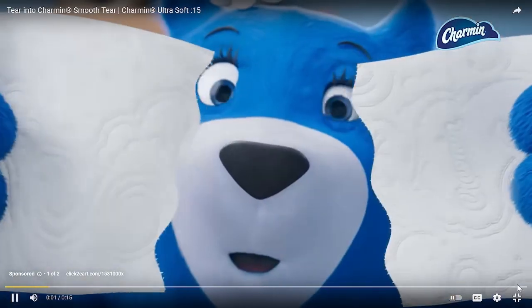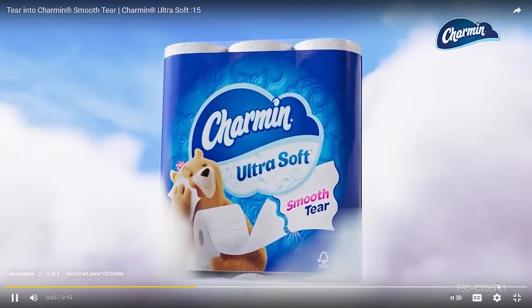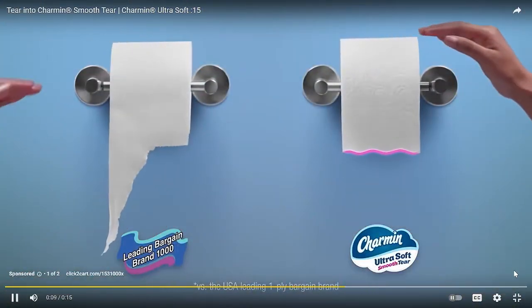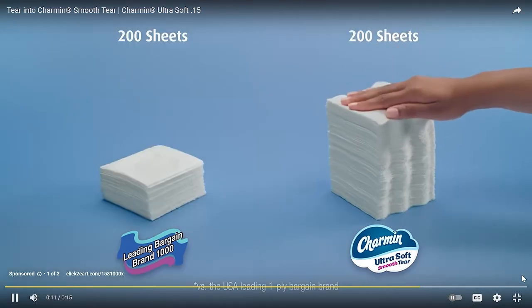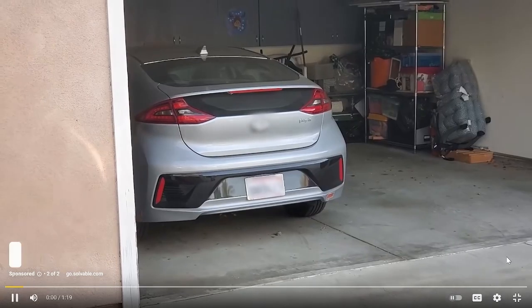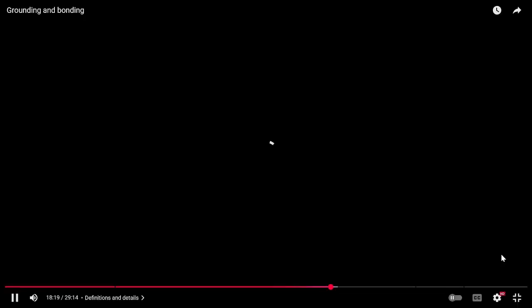This Charmin Ultra Soft Smooth Tear has wavy edges. It's no ordinary square. Charmin Ultra Soft Smooth Tear has wavy perforations that tear so much better, with more cushiony softness. Enjoy the go with Charmin. Check this out. I'm going to show you how I afforded this car. Okay, you ready? All right, 100.